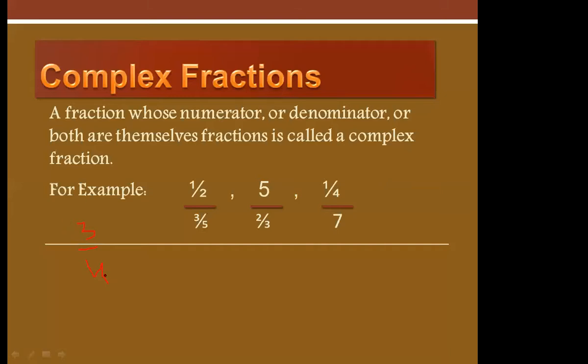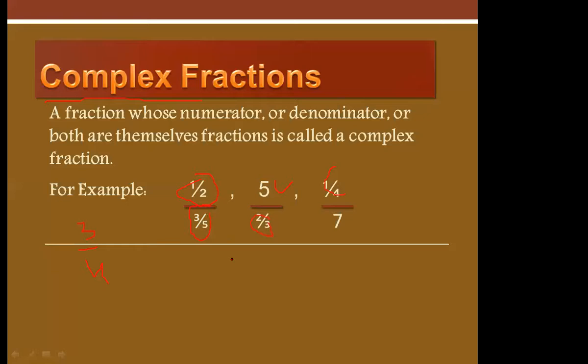Now, what you have is 3 upon 4. But if you have a fraction where the numerator and the denominator are themselves fractions, this type of fractions are called complex fractions. Just suppose if you look here, here you have 5, that is a whole number, but 5 upon 2 upon 3. So 2 upon 3 is itself a fraction, and they are dividing it with the 5. Here you have 1 upon 4 and then divided by 7. So these are the types of fractions that are called complex fractions. So what are complex fractions? Where the numerator and denominator are themselves fractions.